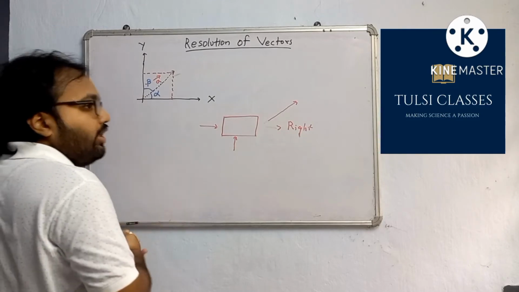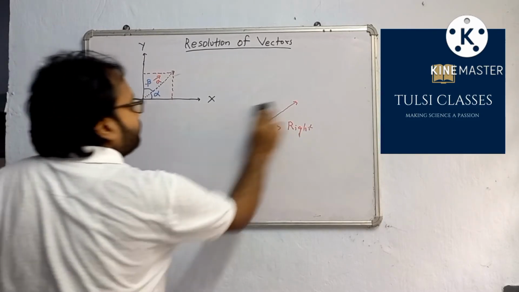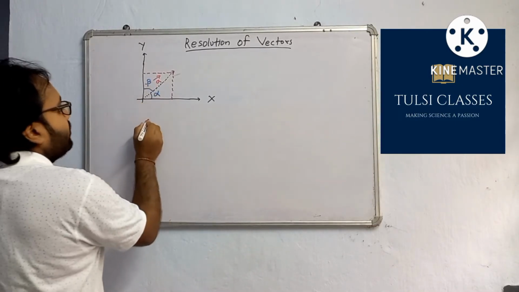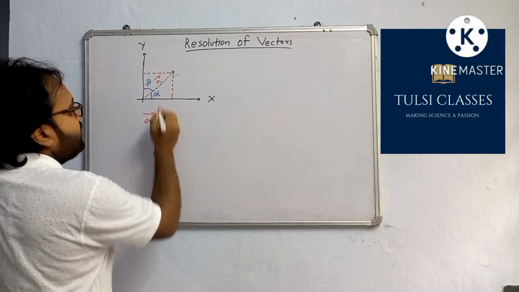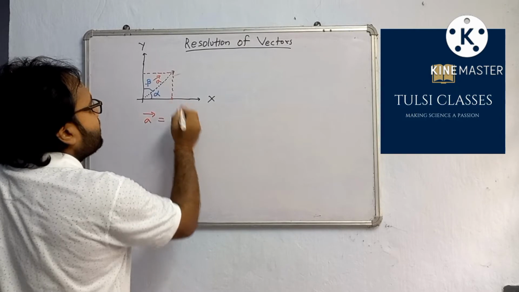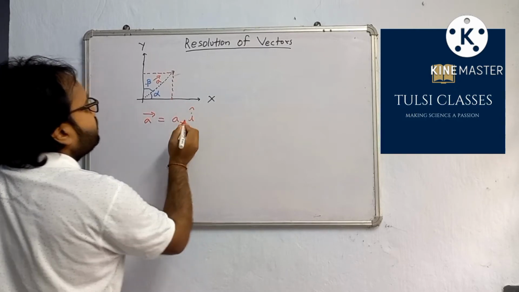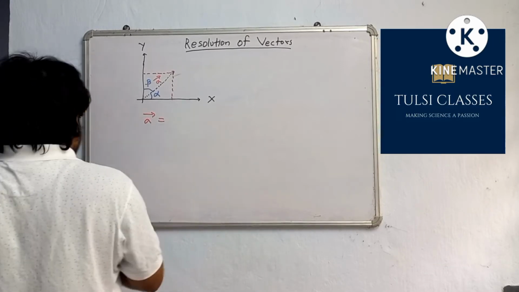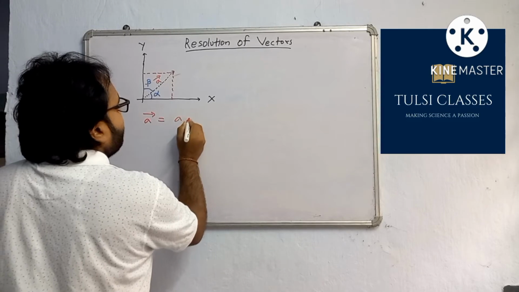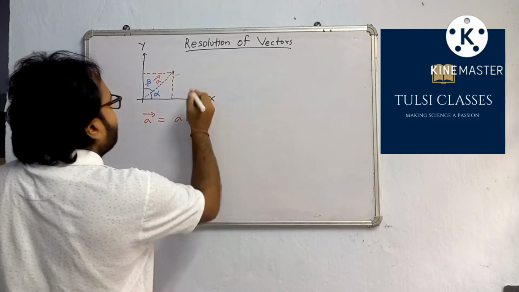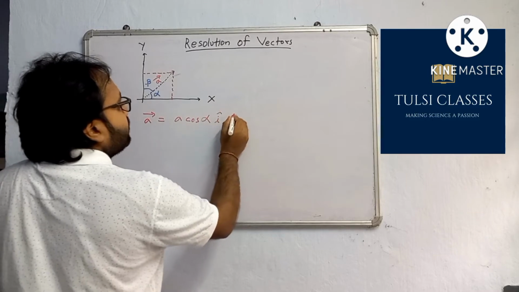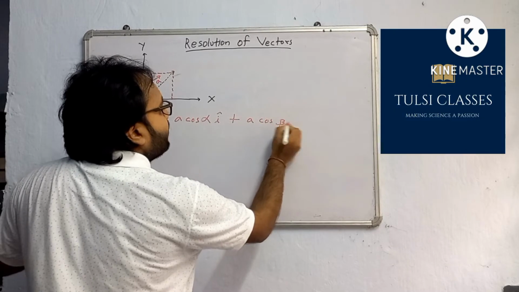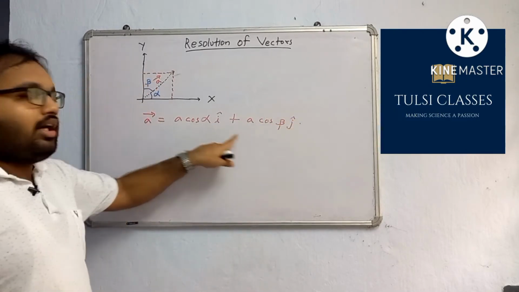Now how do we write this? See this vector A. Vector A is written as A cos alpha I cap plus A cos beta j cap. Now what is I cap and what is j cap?